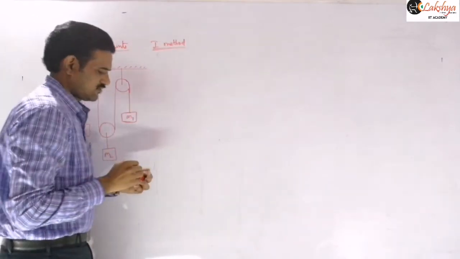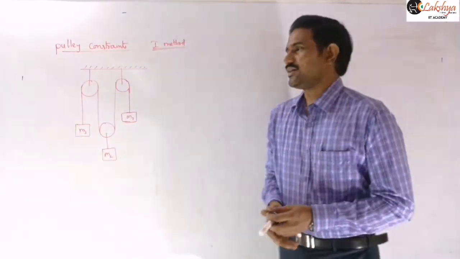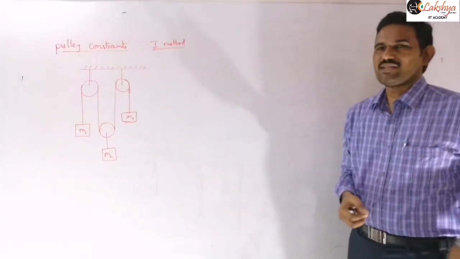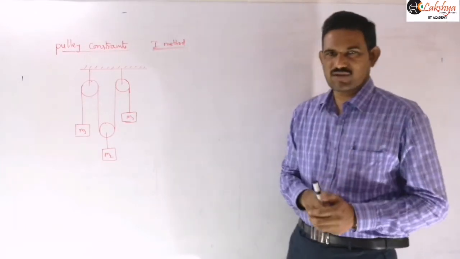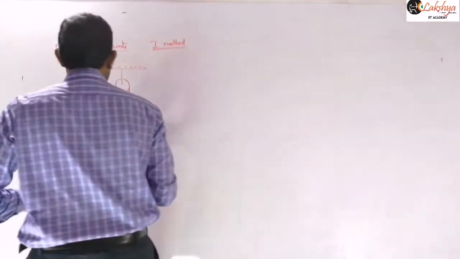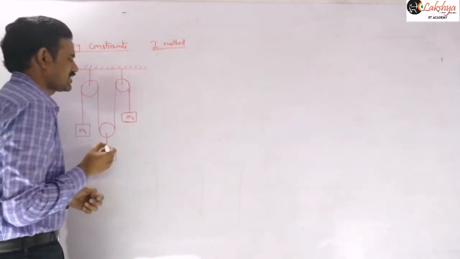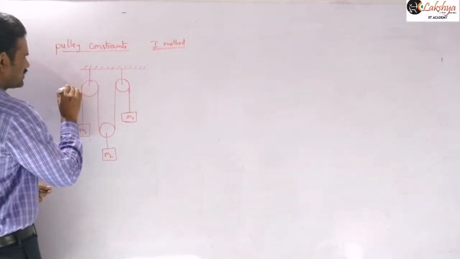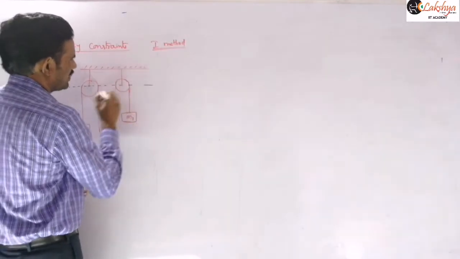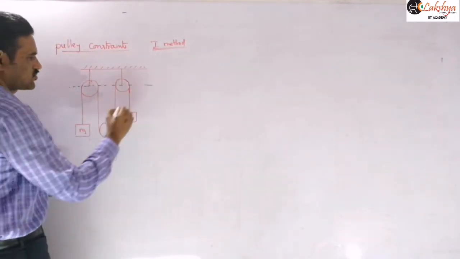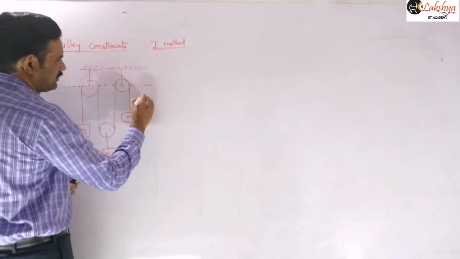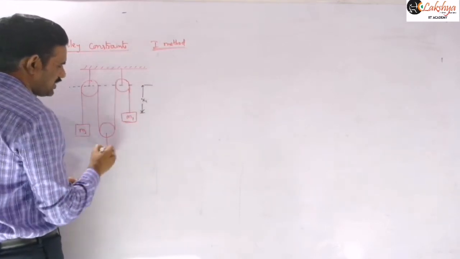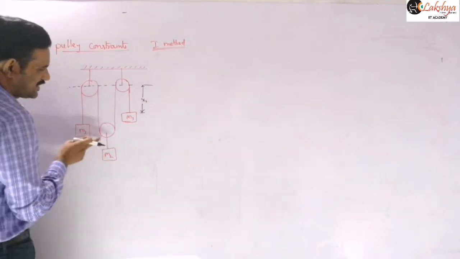So the first method we can mention here is to write the length of the string. The length of the string is constant because we consider inextensible strings. While considering this length, we take some reference level. Suppose I take this as the reference, and this length I take as x1, and this distance of this block is a constant value.